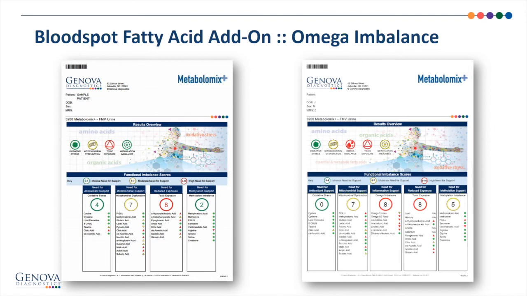As you can see here on the Metabolomics Plus, given the fact that the fatty acid portion is actually an add-on, whether you add that on or not is going to determine whether the front page populates with that fifth pillar called omega imbalance. If you don't do the blood spot fatty acid add-on, then you'll simply have these four pillars listed out, as you can see.